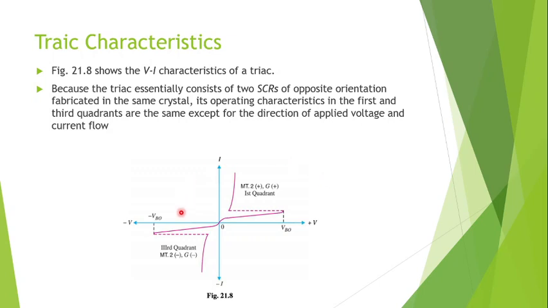So this figure shows the characteristics of TRIAC. In the first and the third quadrant, you will notice that this characteristic is similar to that of the characteristics of SCR in the first quadrant. This is natural since a TRIAC is two SCRs connected in parallel. The only difference between these two is the direction of the applied voltage and current flow.